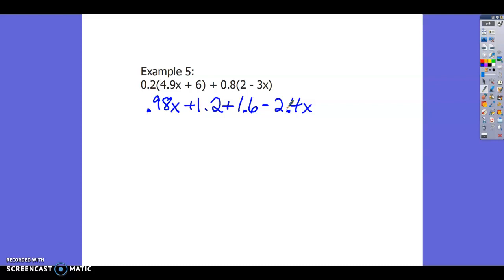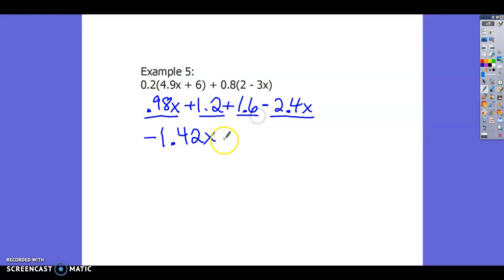All right, so we've got 0.98x and we have negative 2.4x. So this number is larger, so it's going to take away almost a whole one of these, so this should be almost one less than this. It's still going to be negative though. So we're going to get negative 1.42x. And then I'm going to add these two together.